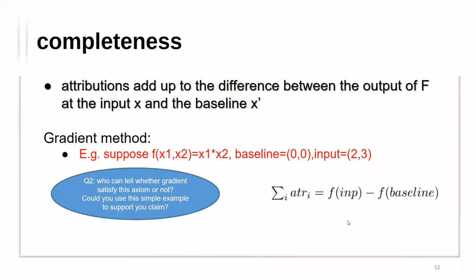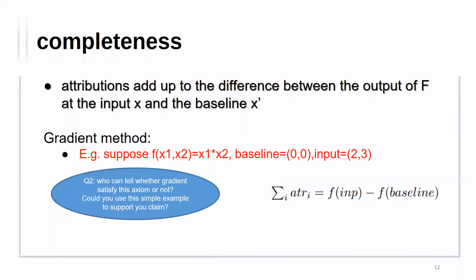Okay, so let's look at the gradient method. I use a very simple example here. Suppose the output of F is only determined by x1 and x2, so F is equal to x1 times x2, and our baseline is 0, 0 and input is 2 and 3. Maybe Zhengfen can tell whether gradient satisfies these axioms or not, and you can use this simple example to support your idea.